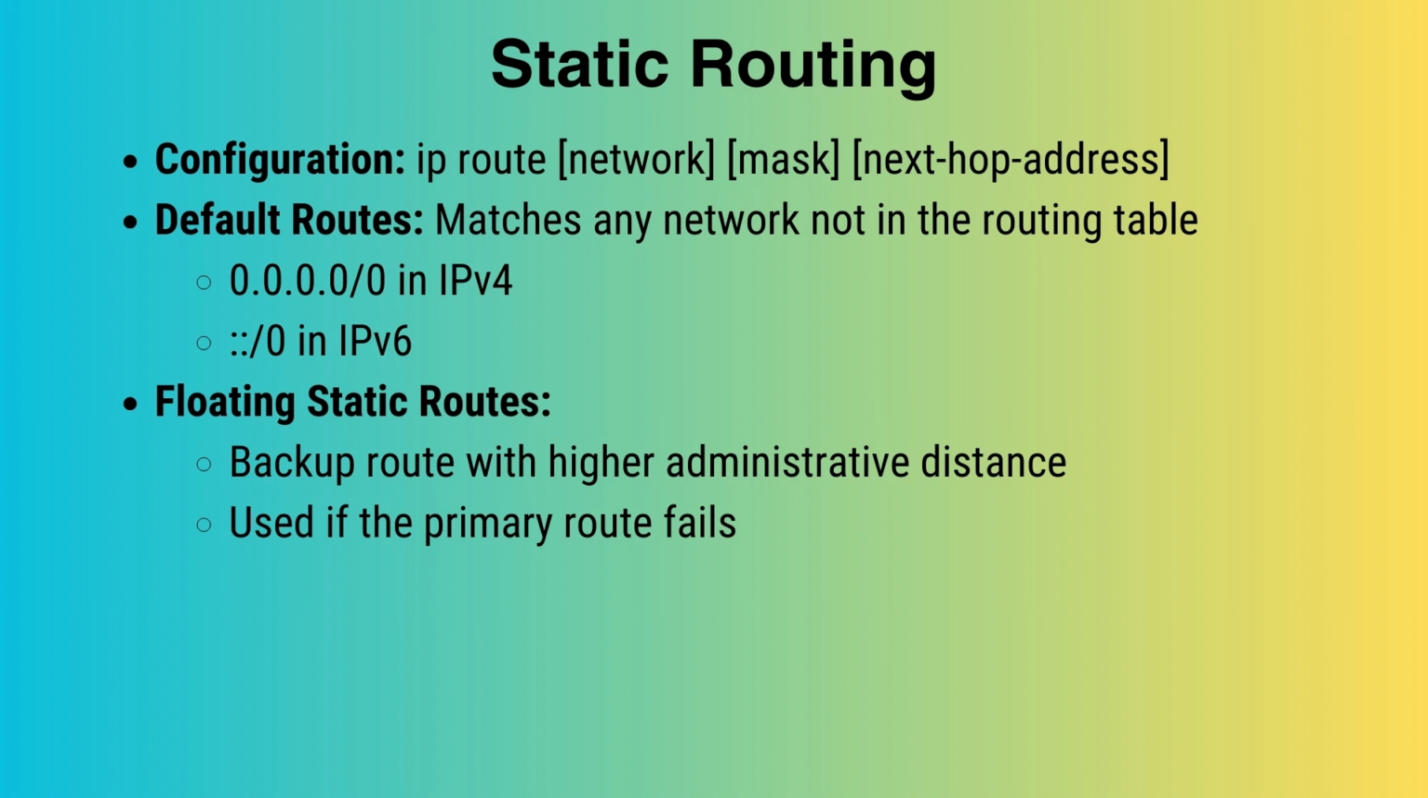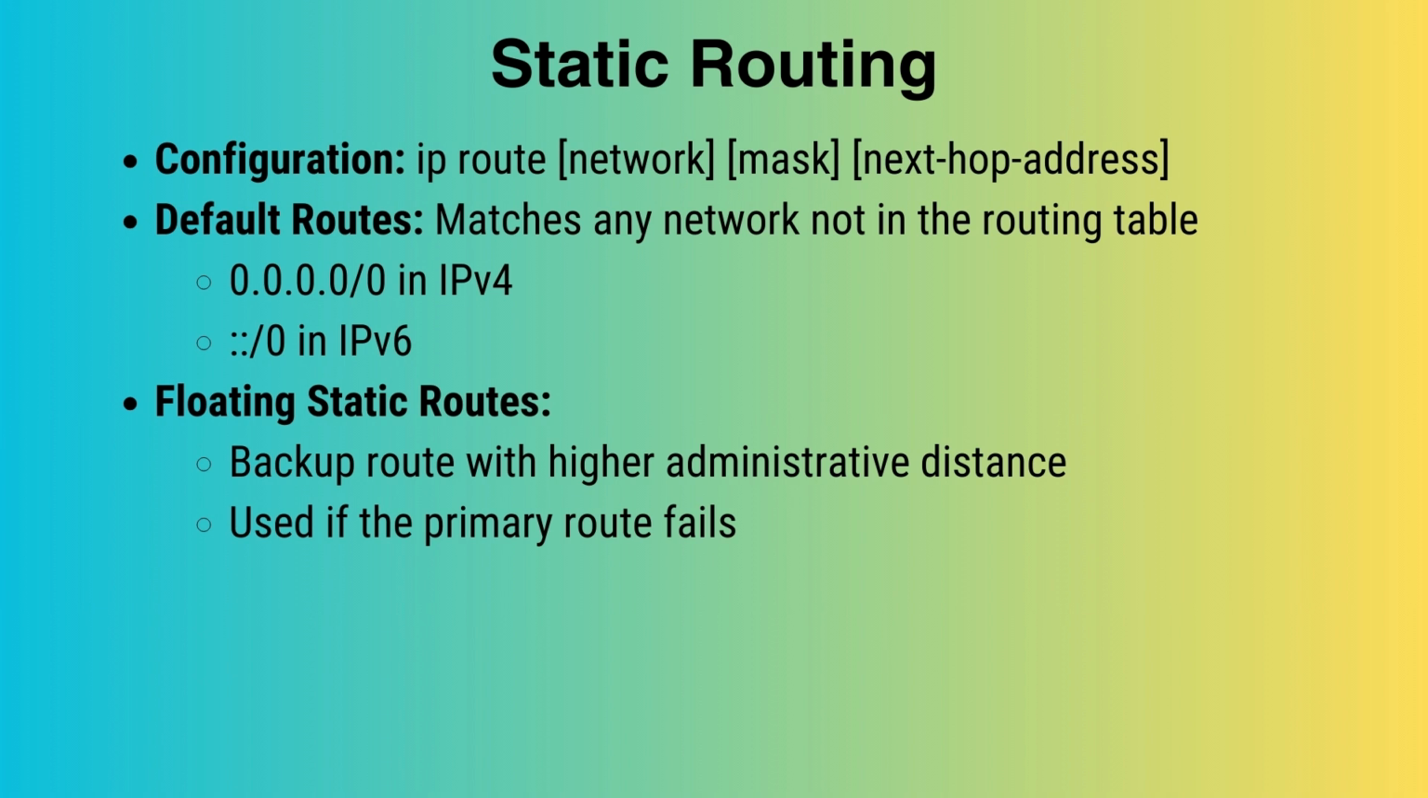Static routing involves manually configuring routes in a router's routing table, essential for simple, stable networks or as backup routes in more complex setups. Static routes are configured using the IP route network, mask, next hop address command, directing packets to the specified network via a predetermined path.